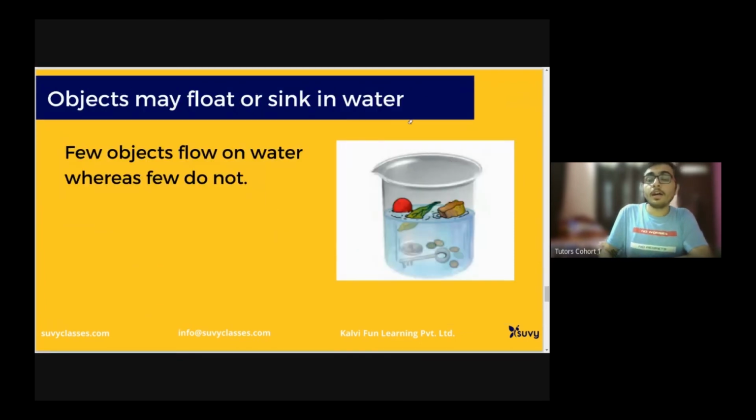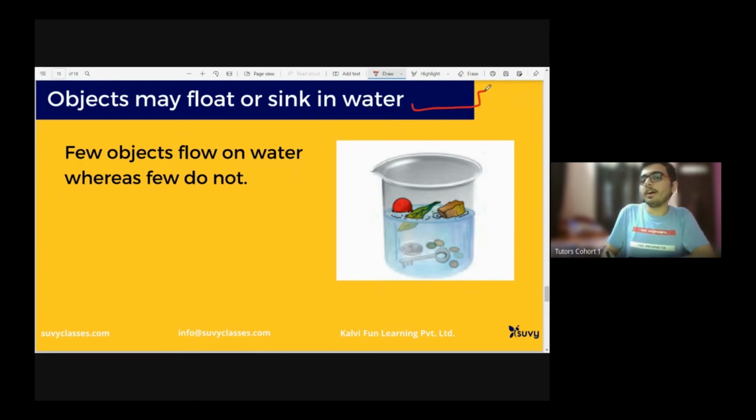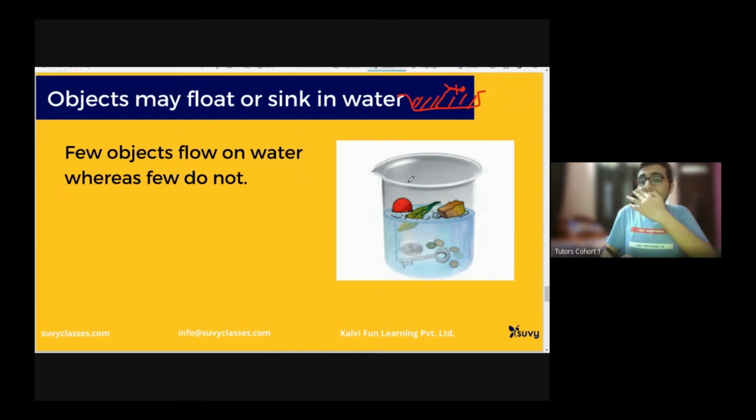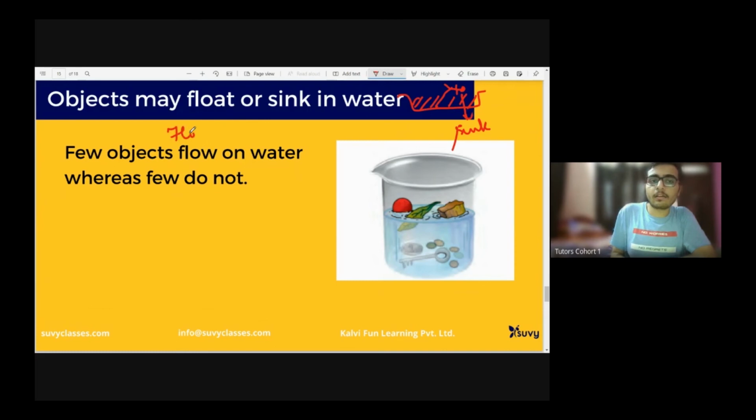Now, till now we have done classification on the basis of appearance, then we went for solubility. Now we are moving to the next criteria. Objects may or may not float in water. What is floating? Like we have done swimming, right? Let this be a swimming pool, and this be a person swimming here. This person can be said to be floating. If he does not swim, he will sink down. So the opposite of floating is sinking.